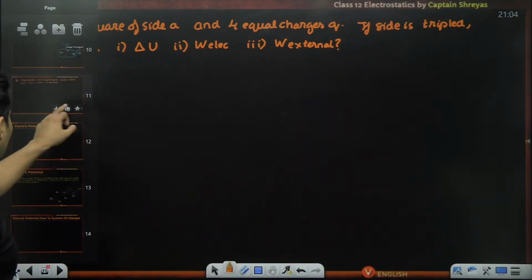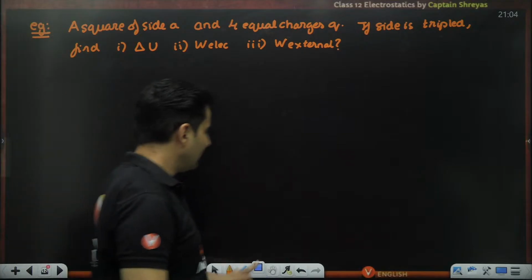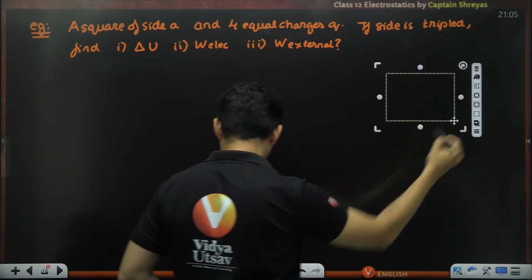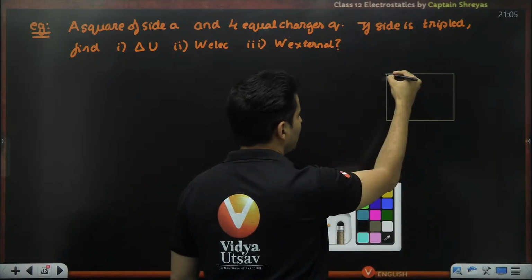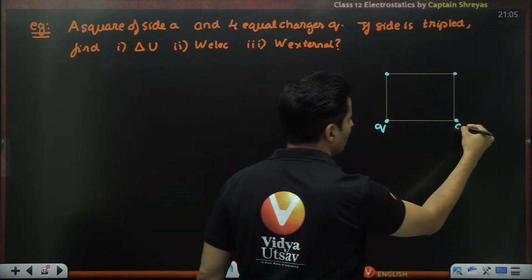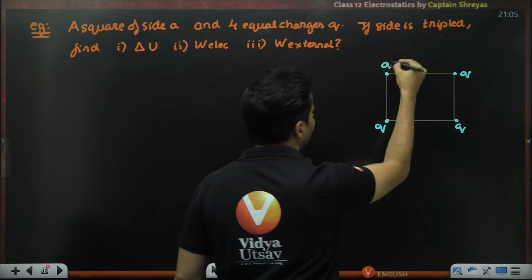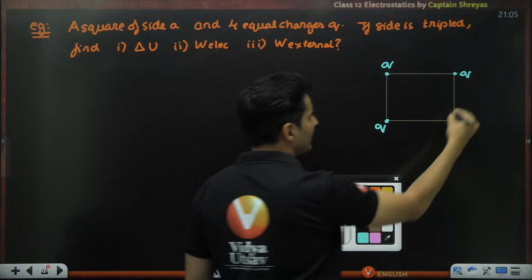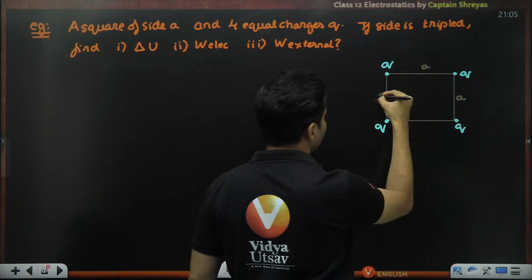Okay, so let's try to do this question. First, let me draw it obviously. So the system will look something like this. There are our 4 charges. All of them are equal. Q, Q, Q, and Q. Till this point, absolutely clear. The side length is given to be A.